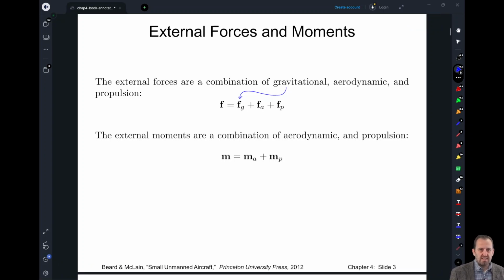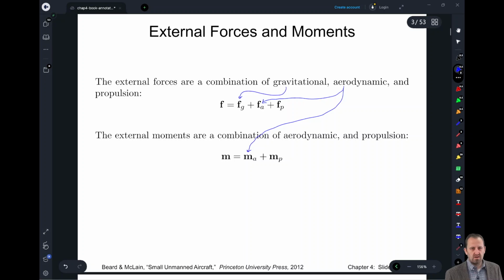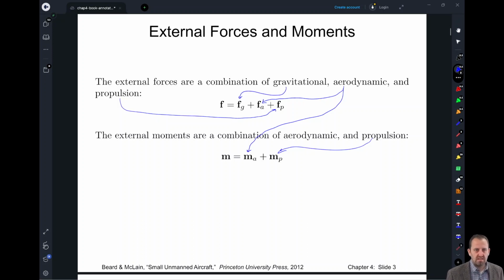We'll also look at the aerodynamics. We'll call that F sub A. And I should say that each one of these things also causes moments. So we'll have the aerodynamic moment. Gravity does not, because we're going to model it as at the center of mass. And then we'll have our propulsion. So we'll describe our propulsion as F sub P and respectively M sub P. So we'll talk about each one of these forces and moments separately.